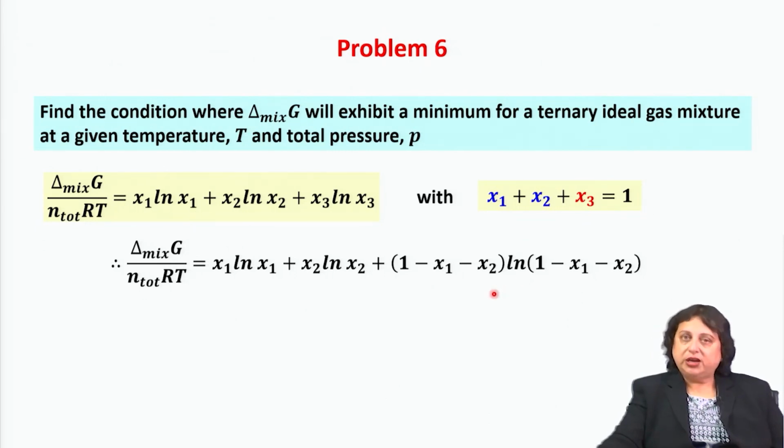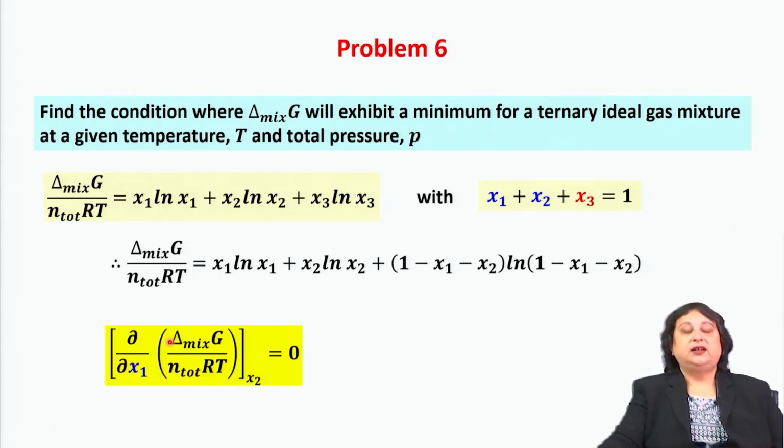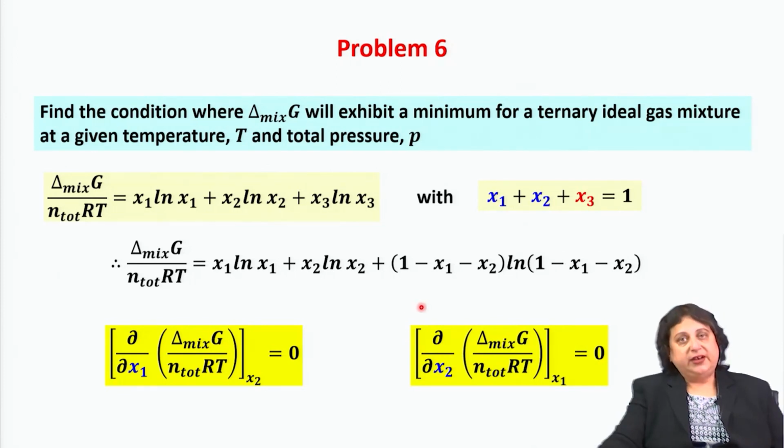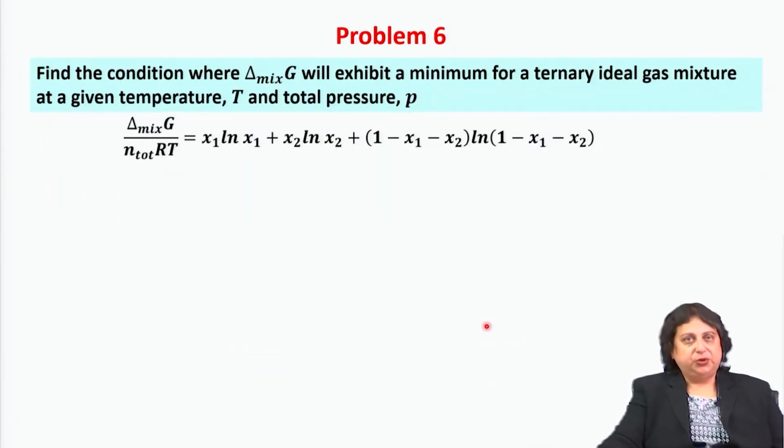Therefore, I now need to bother about two derivatives in this case. First, the derivative of free energy of mixing with respect to x1, and second, the derivative of the free energy of mixing with respect to x2. And I need to find those values of x1 and x2 for which these derivatives, as shown here, will vanish. Now, actually this is very simple to work on.